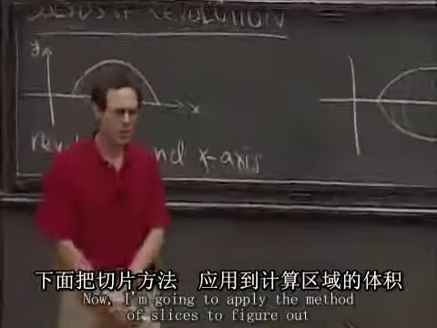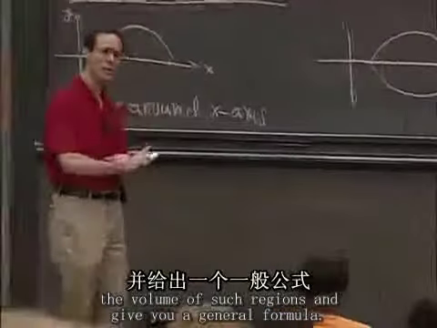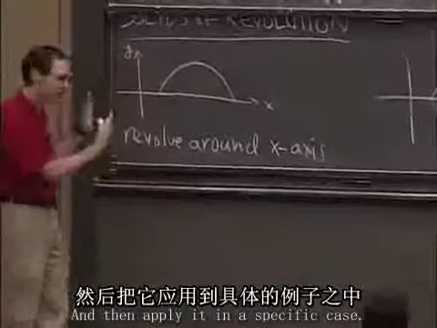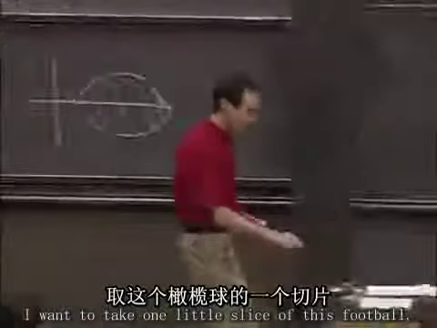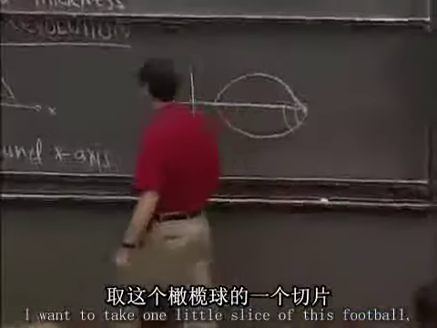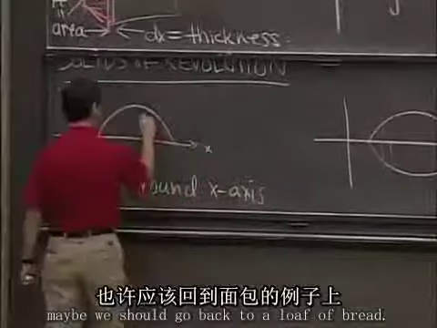Now, I'm going to apply the method of slices to figure out the volume of such regions and give you a general formula and then apply it in a specific case. I want to take one little slice of this football. Maybe a football wouldn't work too well. Maybe we should go back to a loaf of bread.